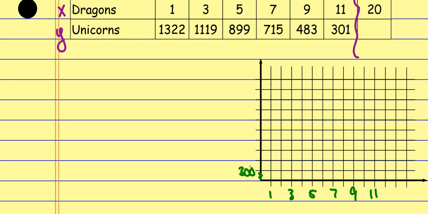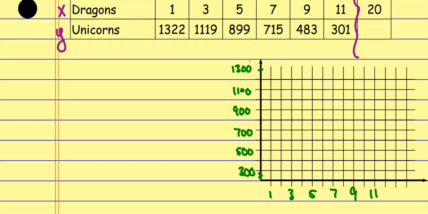So I'm probably going to have to go by maybe 100 or so here. So that would be 400, 500, 700, 900, 1100. And I almost came up a little short. I could just squeeze this one in here, 1300.